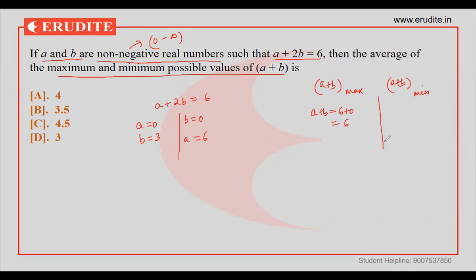And if I want to make this one a minimum, when A is 0, B is how much? 3. So the minimum value is 0 plus 3, that is 3. Then the average of the maximum value and the minimum value will be 6 plus 3 by 2. That is 9 by 2, which is 4.5. So the correct answer is option number C.